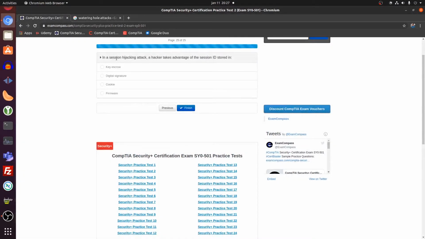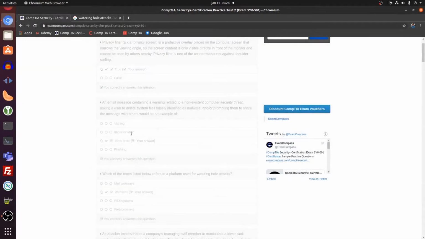Last question: in a session hijacking attack, the hacker takes advantage of the session ID stored in a digital signature key, row, or cookie? I think in a cookie. If the session ID is stored in the cookie, is that true? Could it be stored in the cookie? I think it makes sense. Digital signature. Difficult question. Let's see how I did.